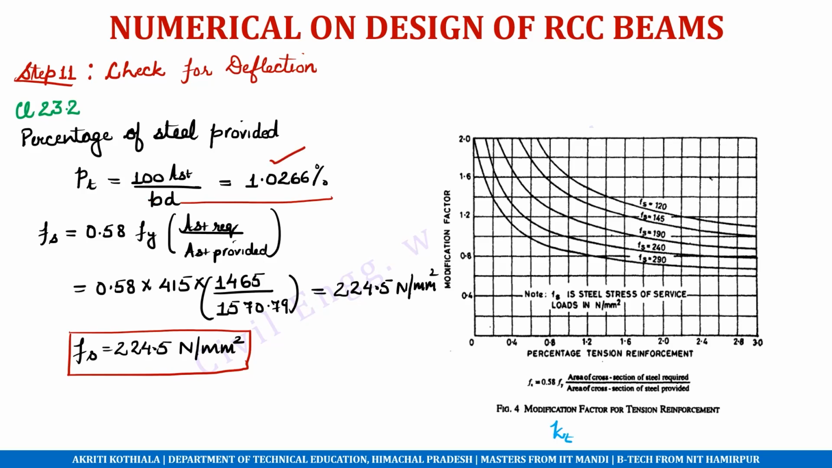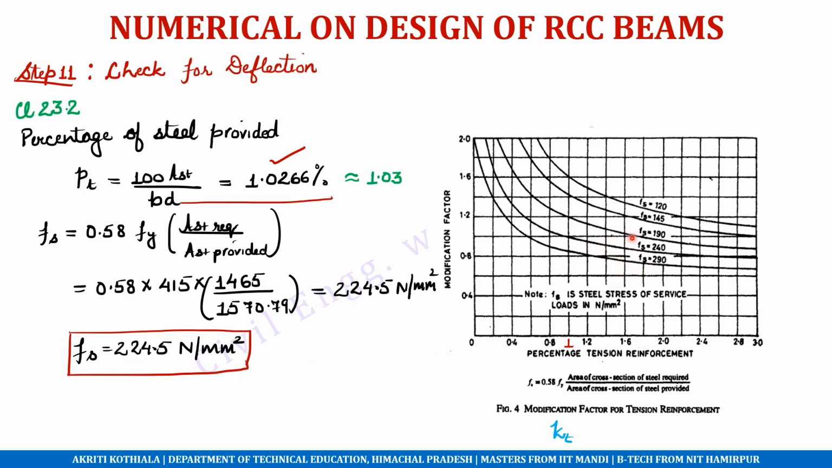So we can simply use the same value, which is 1.0266. We can approximate this value equal to 1.03. Now, if we see this figure or this graph, we can see that 1 is here, somewhere here, and the value of fs is 224.5, or we can simply say 225.